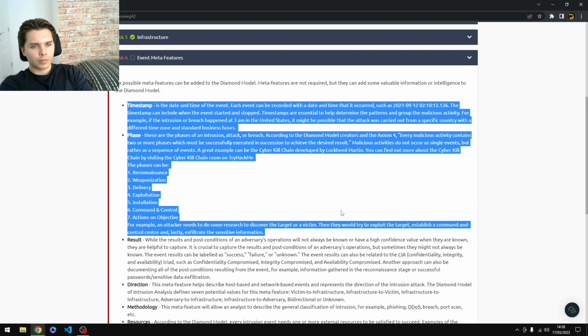For example, if the intrusion or breach happened at 3 a.m. in the United States, it might be possible that the attack was carried out from a specific country with a different time zone and standard business hours.